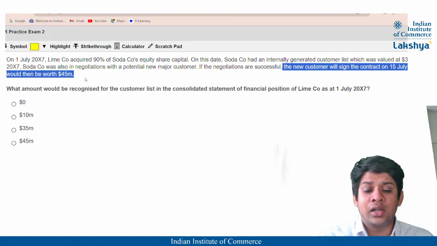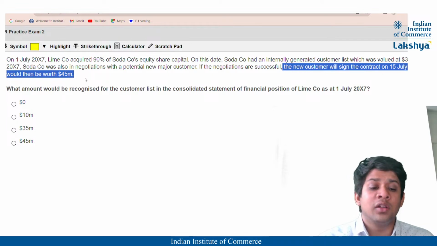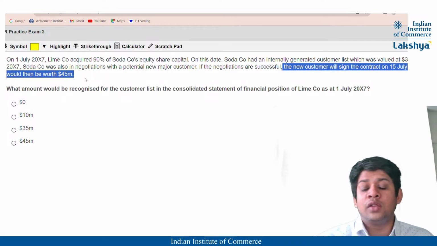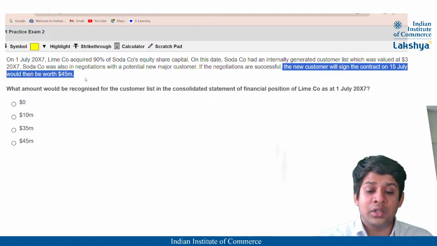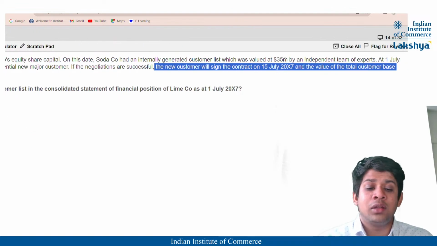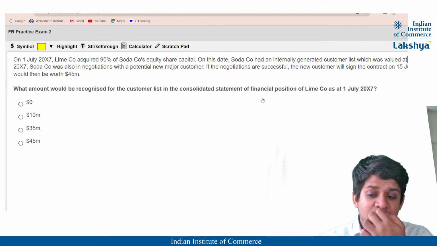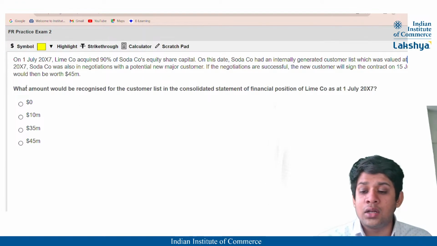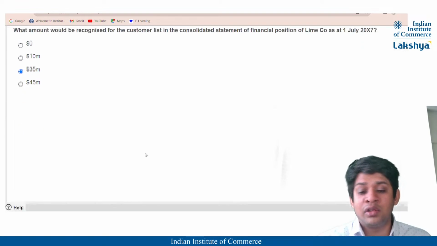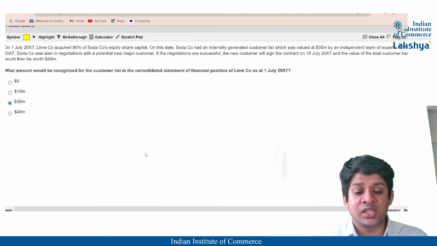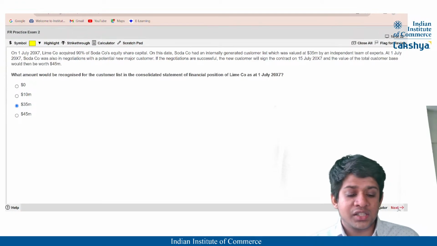Now that is not yet recognized. They are just saying that it will be worth that in a future date. That is inherent goodwill, right? That cannot be considered. But the customer list is available on that date. Its value can be reliably estimated to be $35 million and the parent company has paid for it while purchasing it. So we can only recognize 35 million. So what amount would be recognized for the customer list? Only $35 million, not the amount which has not yet been settled because they are still under negotiations. They have not finalized the contract. Okay. Moving on to the next question.